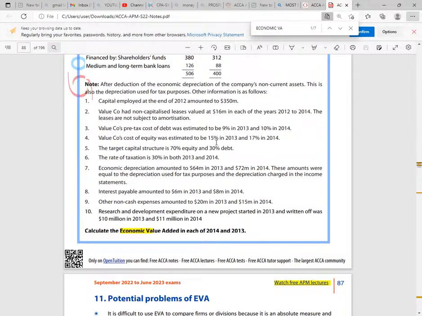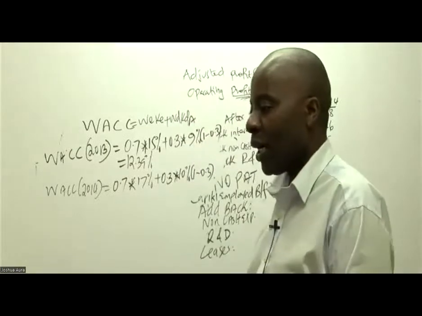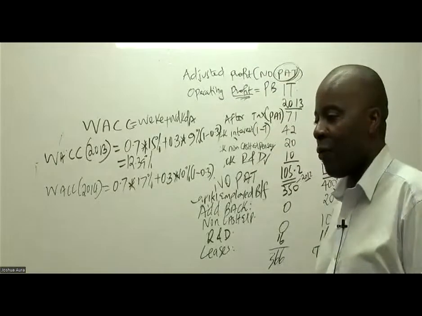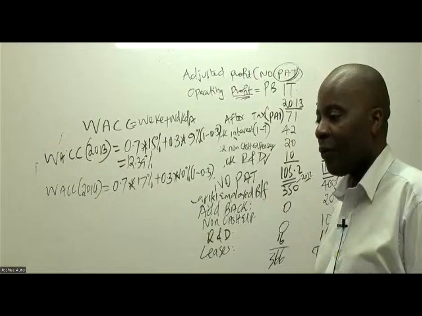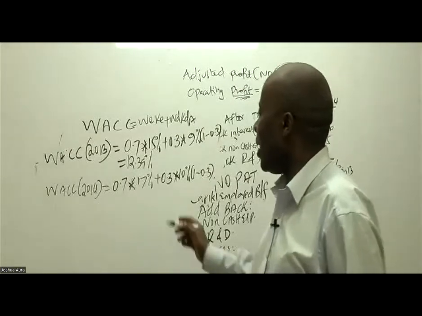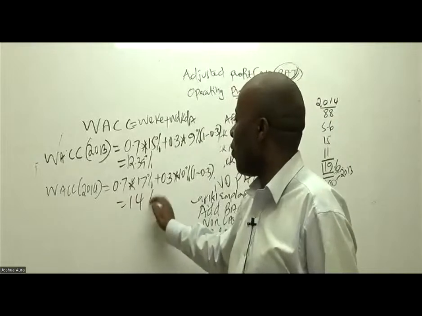The cost of debt I can see before taxation for 2014 is 10%. But remember that this 10% has to be tax adjusted. So then what is the WACC for the year 2014? For the year 2014, they are telling me it is what?